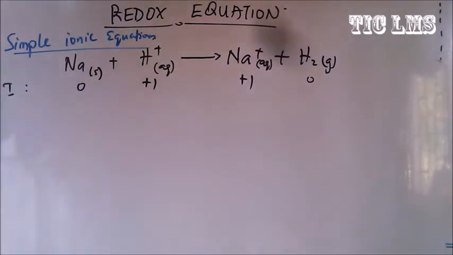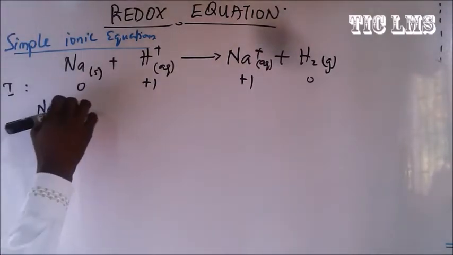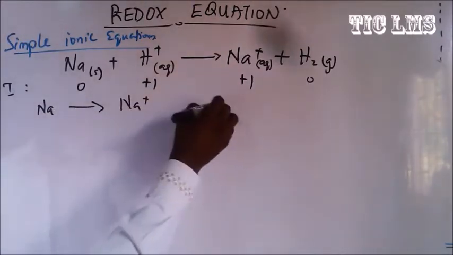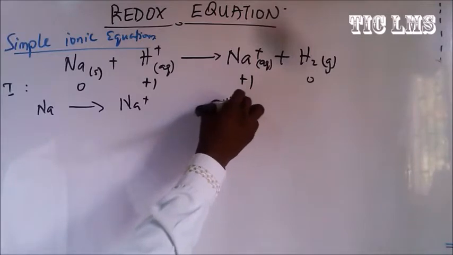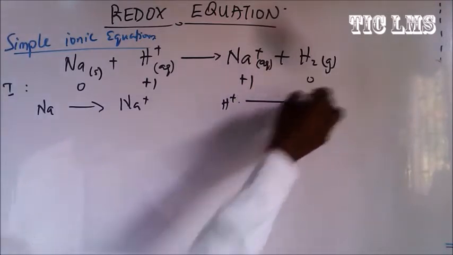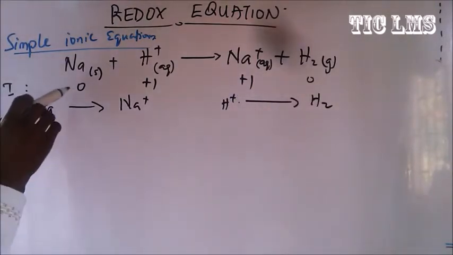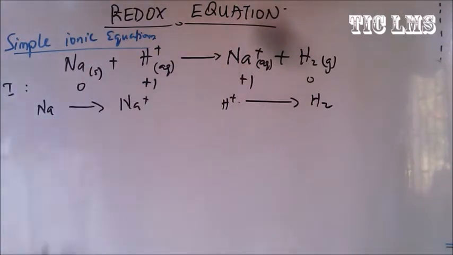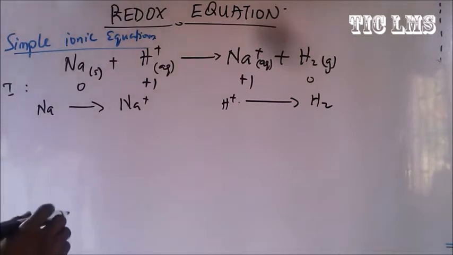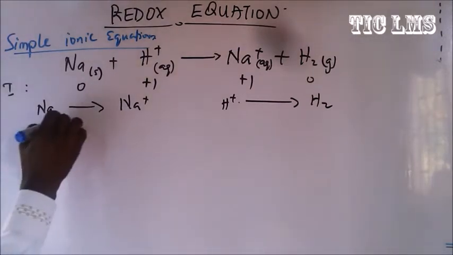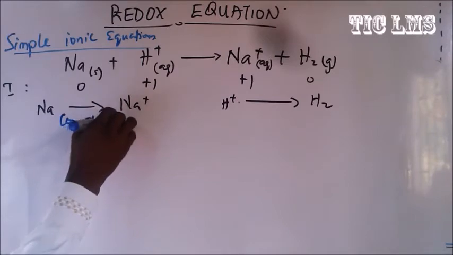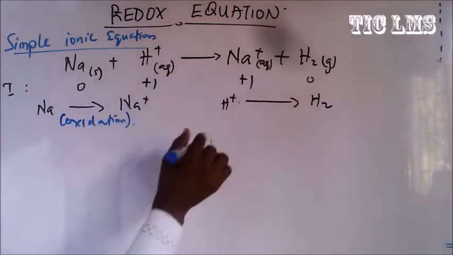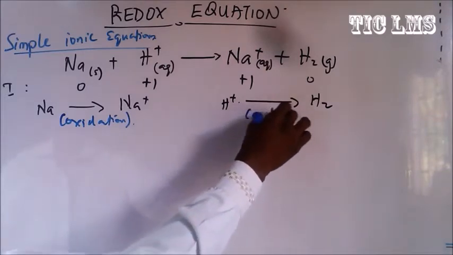For the oxidation, now we have sodium becoming Na+, and then we have H+ becoming H2. From here, sodium is 0, and then it became +1, meaning that it has undergone oxidation. So here we have an oxidation reaction, and hydrogen, which was +1 here, has turned to 0. Hence, this is a reduction reaction.